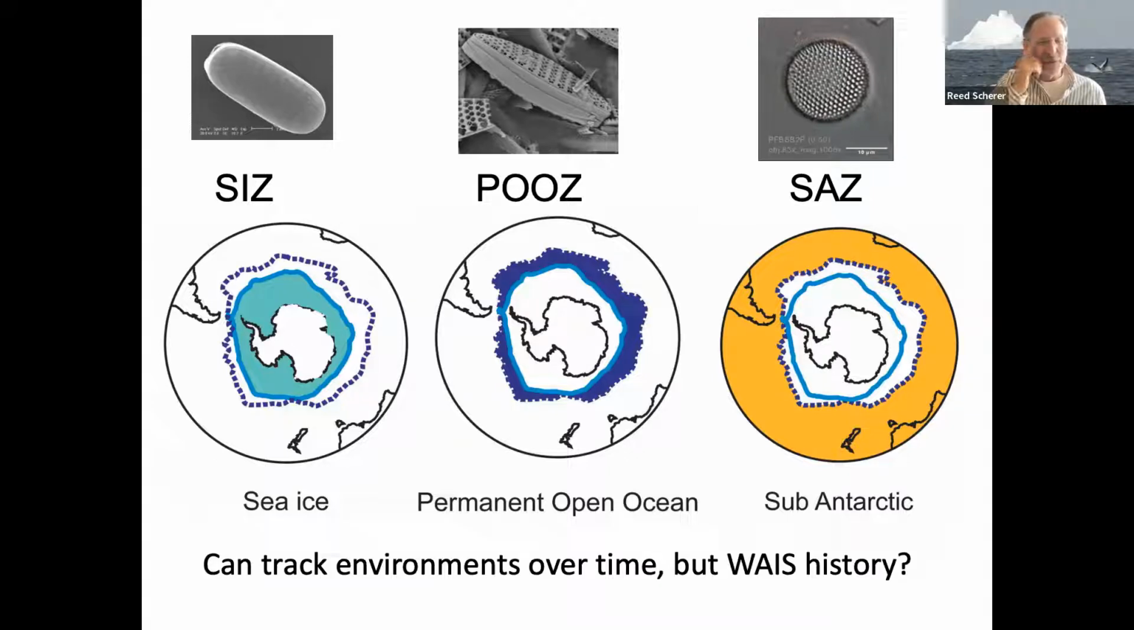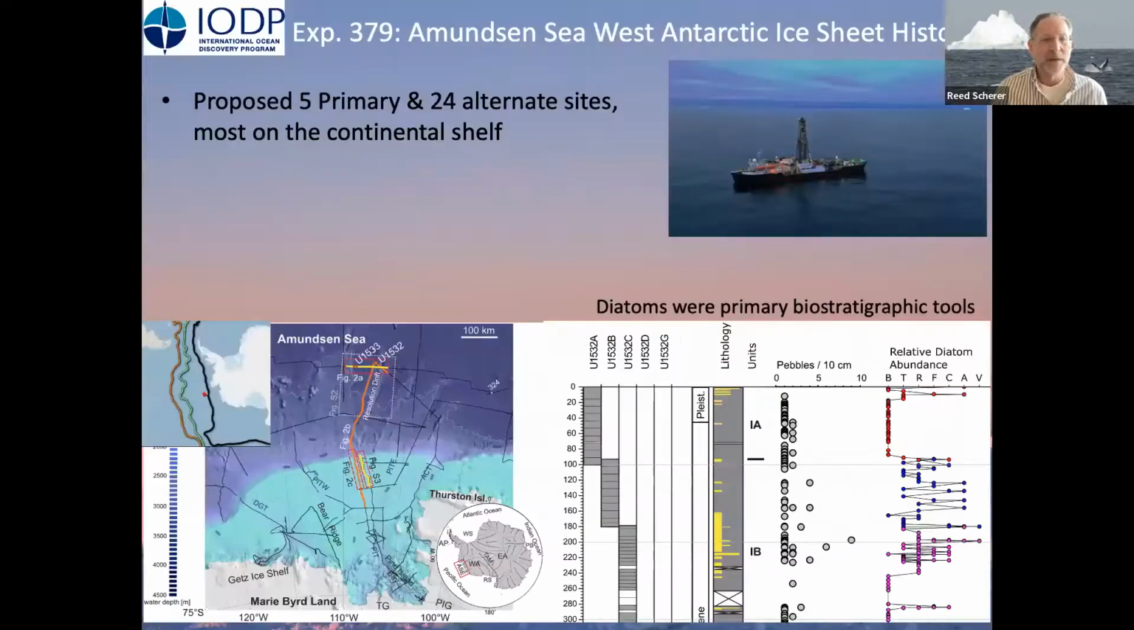But when it comes to West Antarctic ice sheet history, yeah, we can track climate change and ocean change, but is it really telling us what's going on in West Antarctica? The closer you get to the ice sheet, the better off you are in terms of addressing these questions, rather than having your signal attenuated by the global ocean. We can perhaps get more of a direct tie.